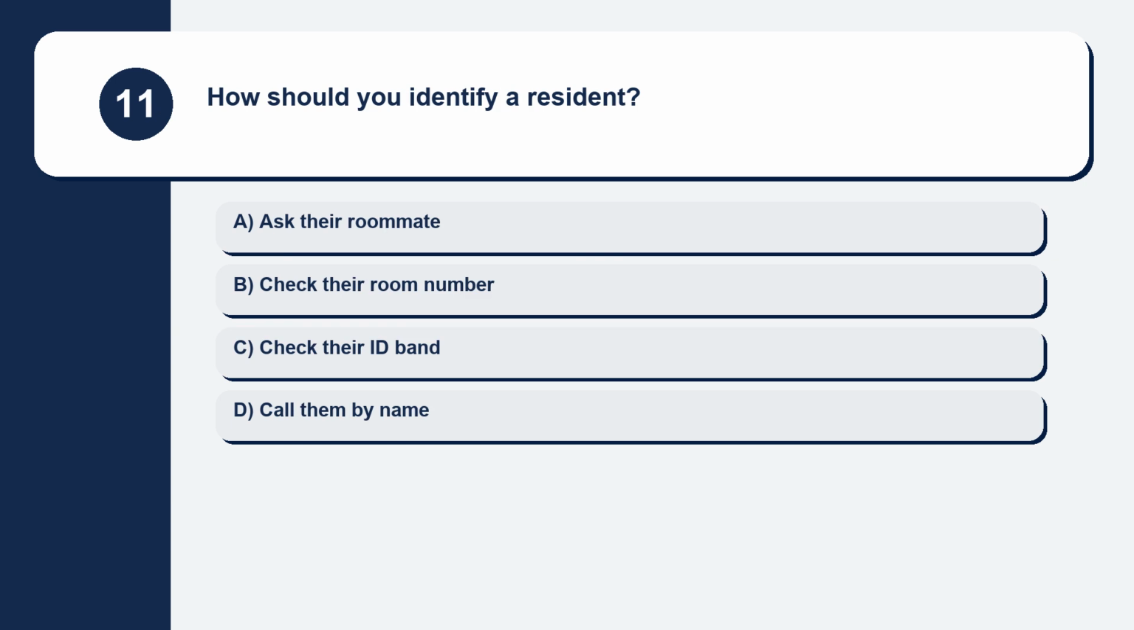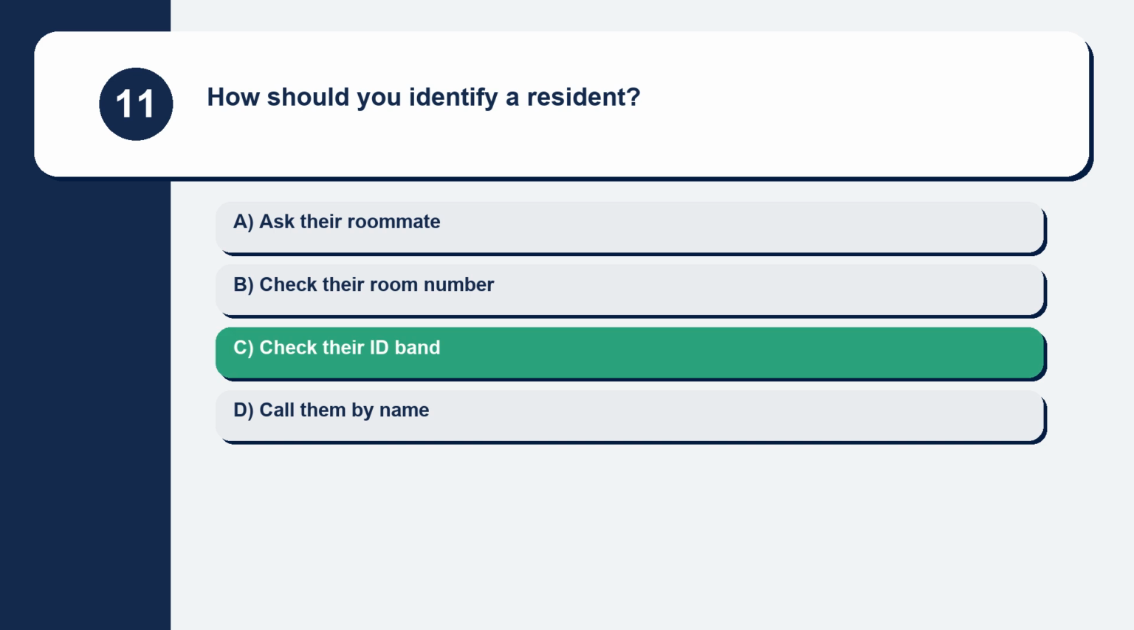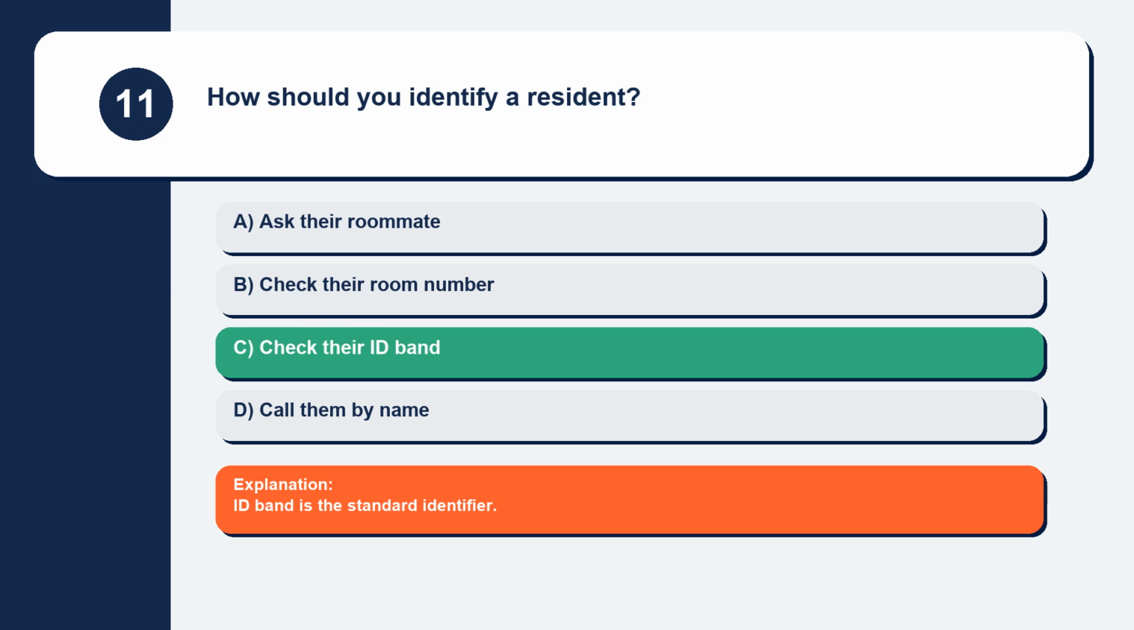Question 11. How should you identify a resident? Ask their roommate, check their room number, check their ID band, call them by name. ID band is the standard identifier.